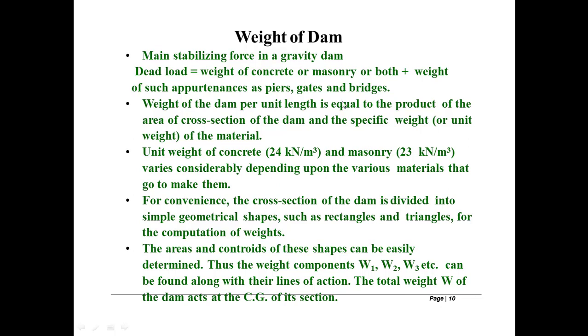So first of all, we will study the first force, which is the weight of the dam. The main stabilizing force in a gravity dam, that is dead load, is equal to the weight of the concrete or masonry or both, plus the weight of such appurtenances as piers, gates and bridges. So dead load is basically the weight of concrete or masonry, or maybe both, plus the weight of the appurtenances, which may be piers, gates and bridges.